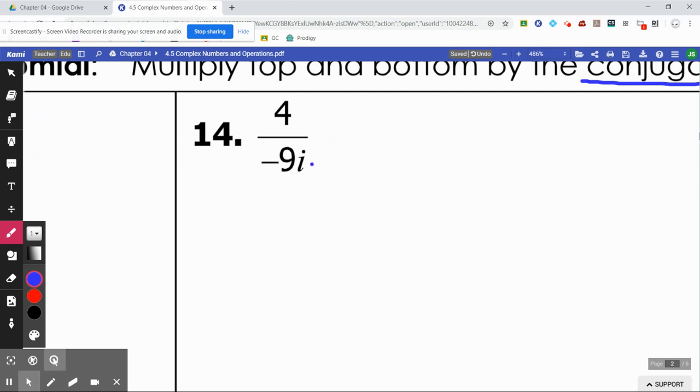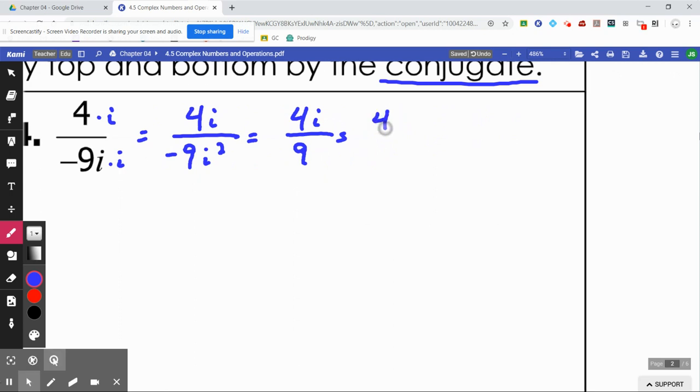Same thing here. i on the bottom, multiply top and bottom by that i. On top, you have 4i. On bottom, you have negative 9i squared. So that's going to be 4i over negative 9 times negative 1, which is a positive 9. So you can leave it like that, or if you want to, you can put the i out next to it and write it as 4/9 i. Either one of these answers is fine. And again, the reason you can do that is that i is over 1, so it would be the exact same thing.